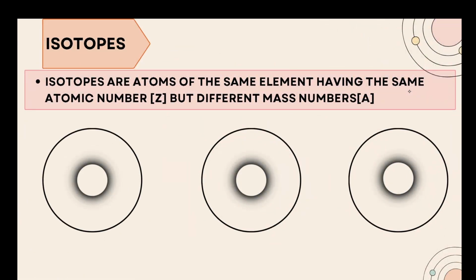Lastly, coming to the definition of isotopes. What are isotopes? These are atoms of the same element. So here we'll be considering the isotopes of hydrogen. Same element, same atomic number, but what will be differing every time? Mass numbers. So the first isotope of hydrogen, it has mass number 1. Second isotope, it has mass number 2. And third isotope has mass number 3.